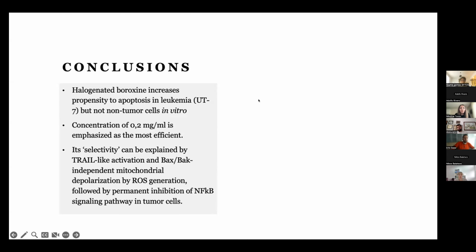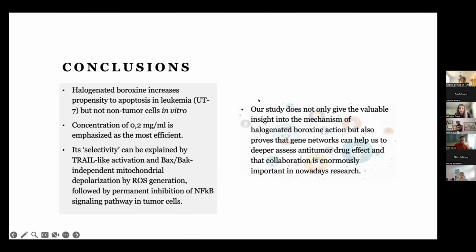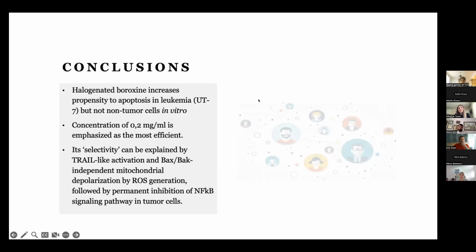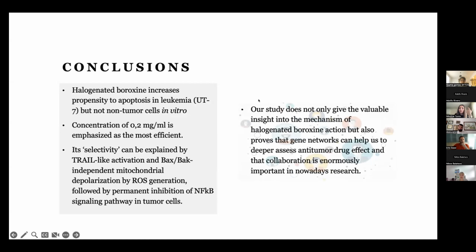Based on these valuable conclusions about the halogenated Bark-sin effect, our study proves that gene networks can help us to more deeply assess anti-tumor drug effect, and besides that, it proves that interdisciplinarity and collaborations are extremely important in nowadays research, because my team, consisting mainly of molecular biologists, couldn't have reached the presented results without the help of our colleagues, bioinformaticians.